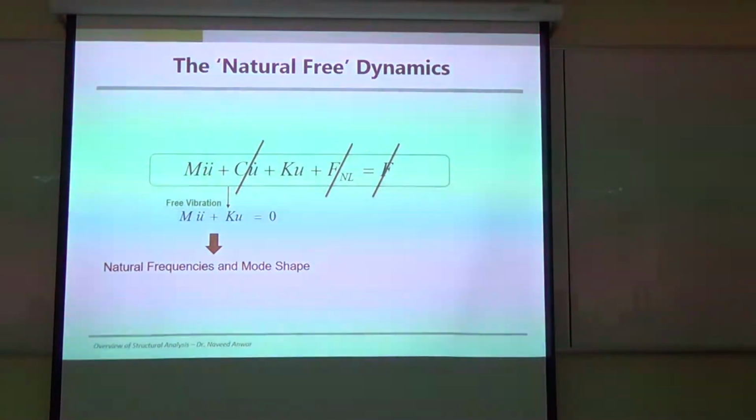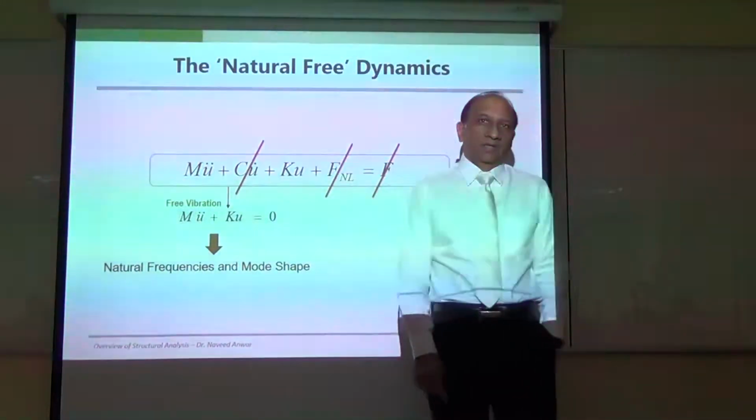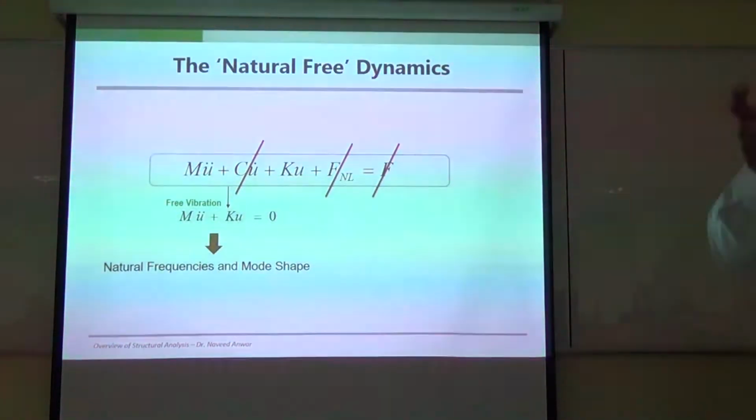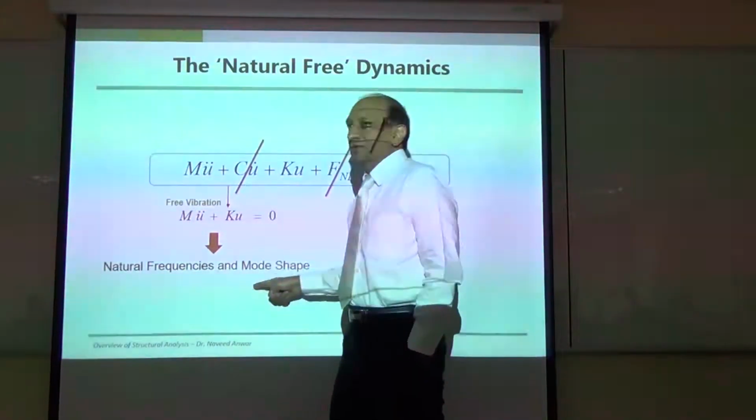Those of you who are taking dynamics course, they already know this. And we find from here two very important things: natural frequencies and mode shapes. So solution of this equation or this eigenvalue problem gives you two interesting things: frequencies and mode shapes, right? And this contains the heartbeat and the information that we are looking for.